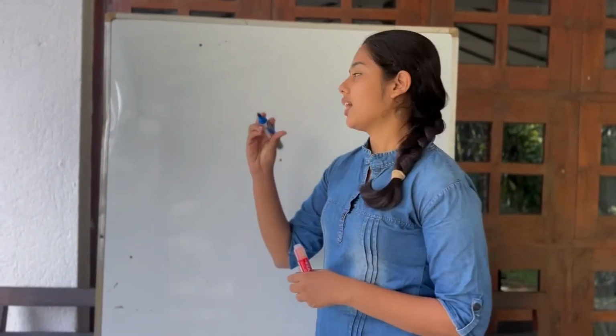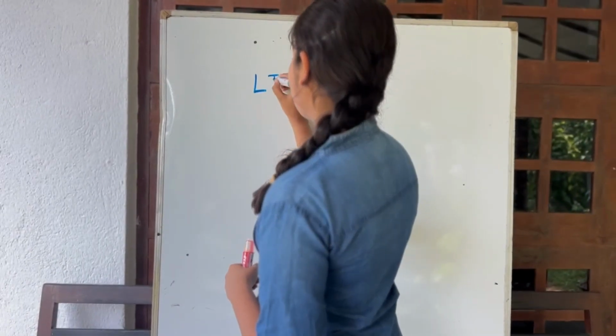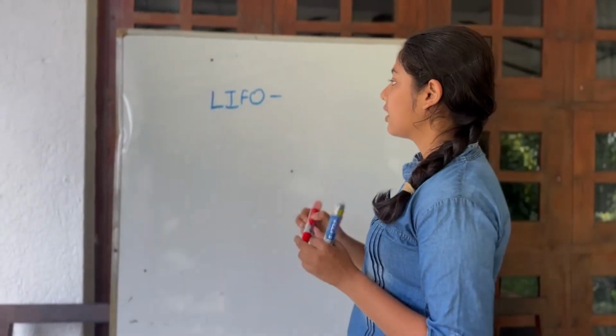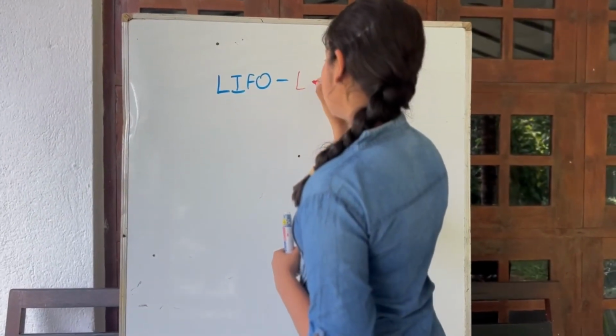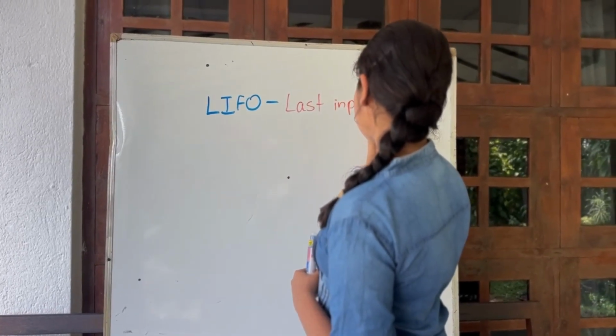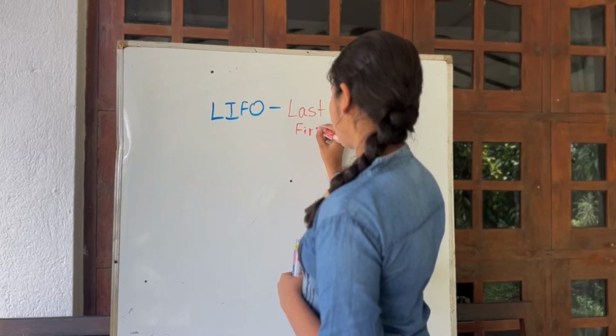Today we are diving into an important data structure, the ArrayStack. So let's get started. So what is a stack? A stack is a linear data structure that follows the LIFO principle. Okay, what is LIFO? LIFO means last input, first output. Last input and first output.